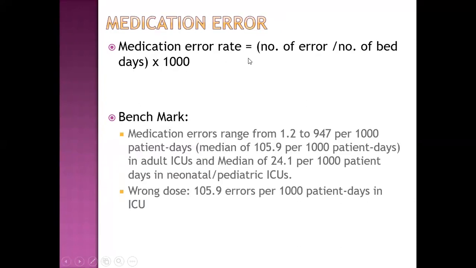Medication error rate is defined as number of errors divided by number of bed days multiplied by 1000. Medication errors range from 1.2 to 947 per 1000 patient days. Median is 105 per 1000 patient days in adult ICU, and it is 24.1 per 1000 patient days in neonatal ICU. Wrong dose, the benchmark is 106 errors per 1000 patient days in ICU.